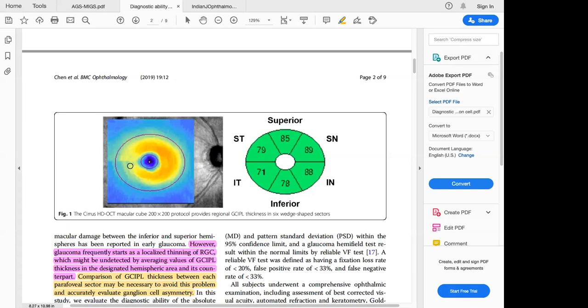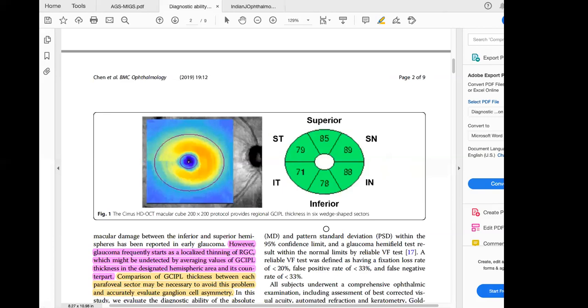This is seen even in normal people. There is a difference between superior and inferior. But when it happens in actual glaucoma, you will see it like this. Can you see this now? Yes, yes, I can see that.